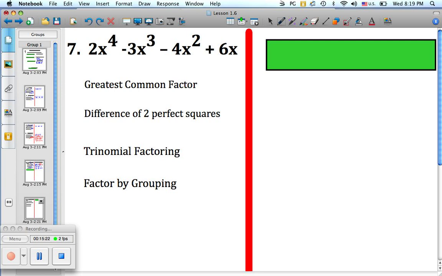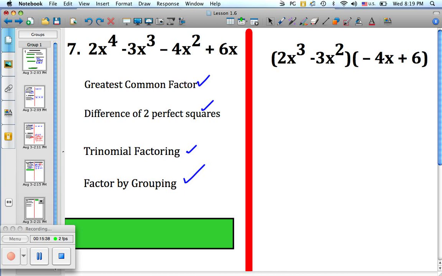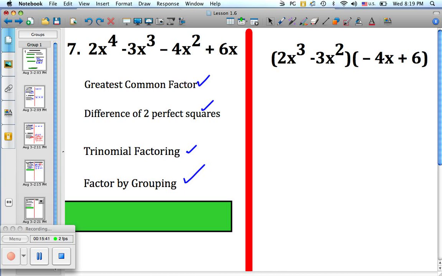Okay, let's just try one more factor by grouping. All right, there is no greatest common factor, there is no difference of 2 perfect squares, there is no trinomial factoring. We have to go right to factor by grouping. So factor by grouping, remember, I am just going to group the first 2 together and group the last 2 together. See, I just took parentheses around here and then around the last 2.